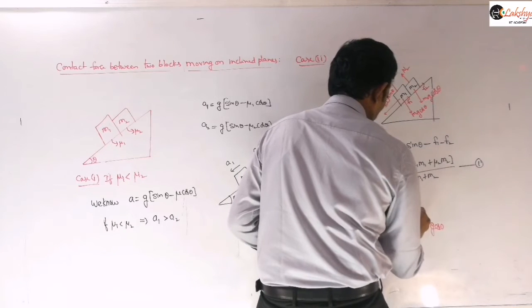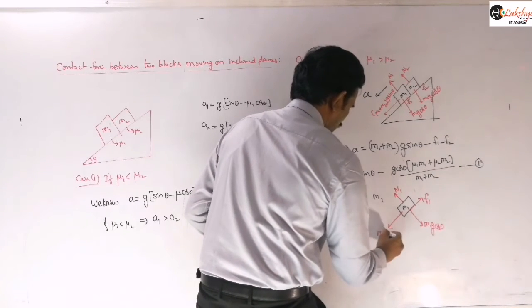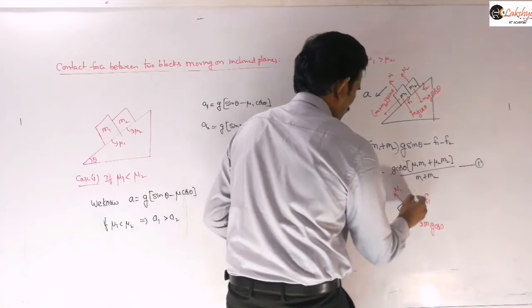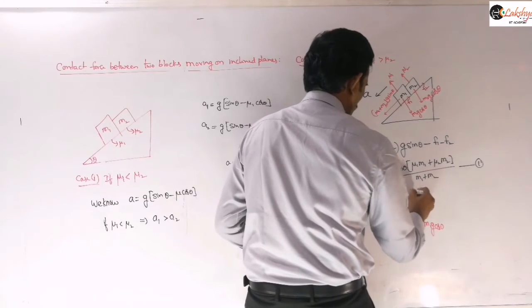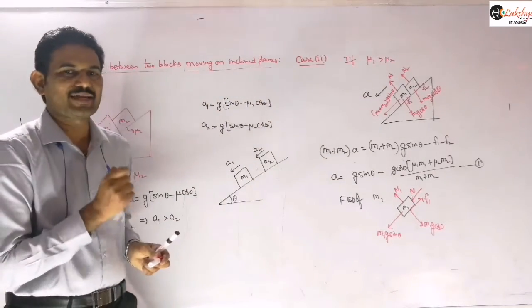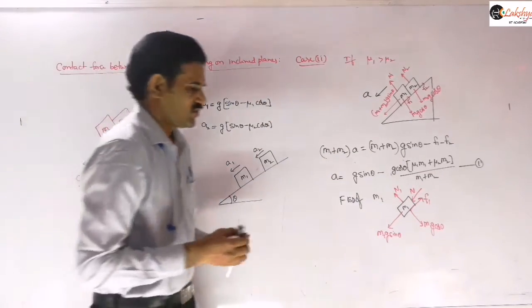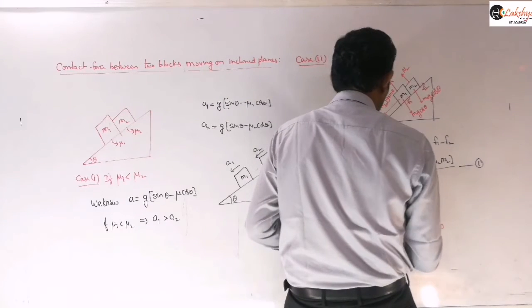M1G cos theta, and this is friction, M1G sin theta, and in addition to that this contact force will be there. The normal reaction between those two blocks will be there. Now that N is the normal reaction between M1 and M2. So now you can just write the force equation here.